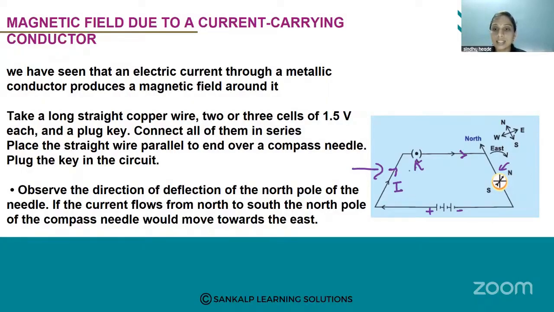When the current is flowing in this conductor, what happens? Some deflection occurs in this compass. That time the deflection is towards east.